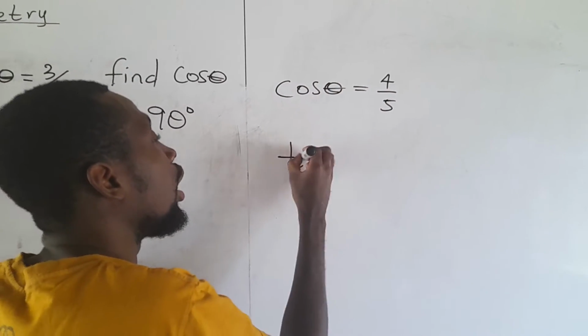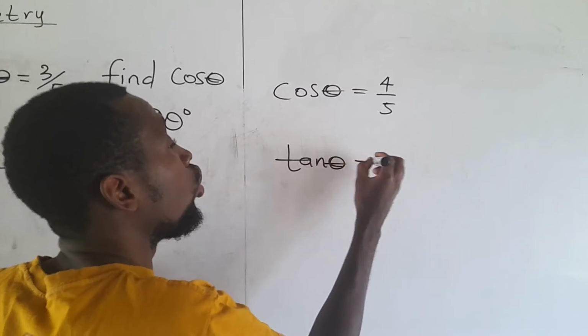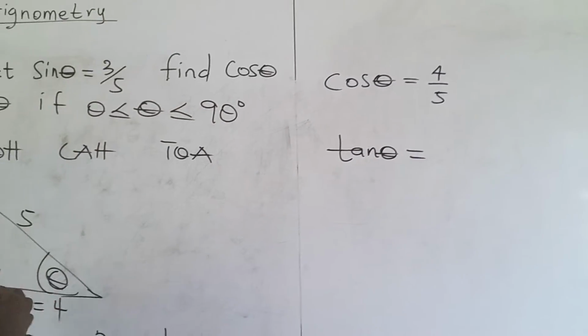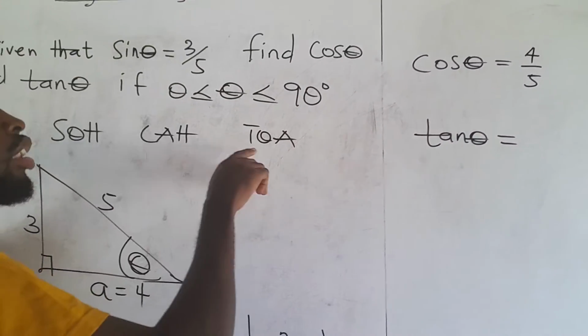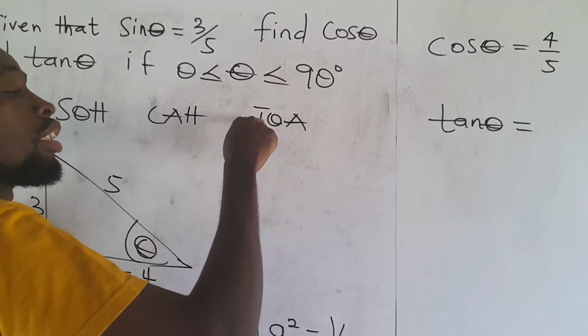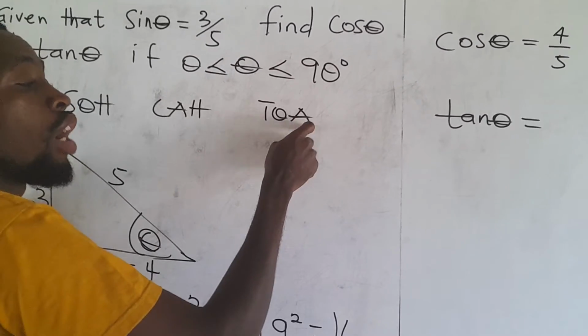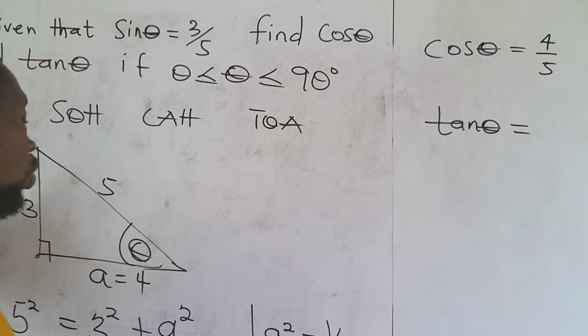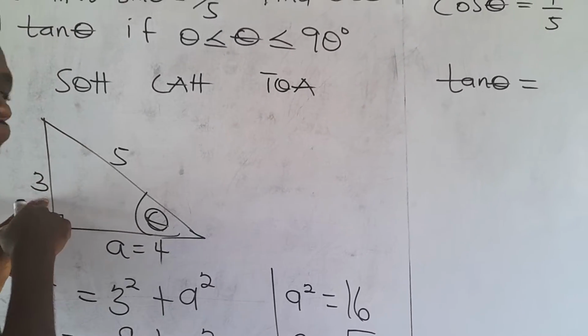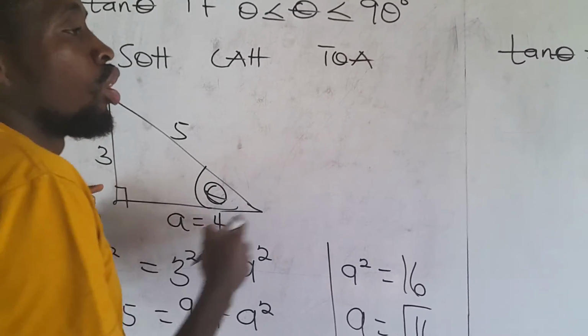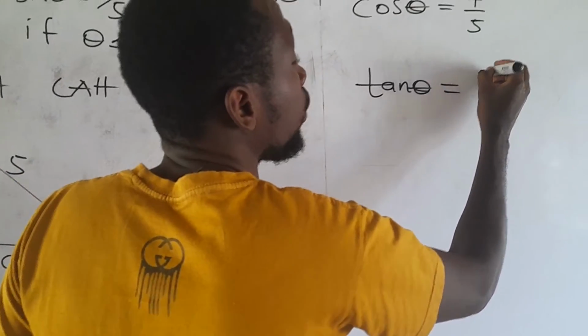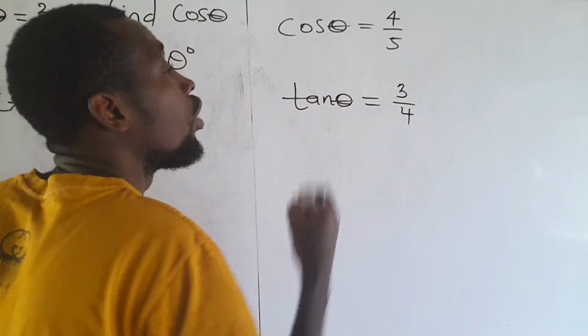Then tan theta will be equal to. Remember tan theta from our mnemonic scheme, we said tan theta is opposite over the adjacent. Our opposite is 3, our adjacent is 4. So tan theta will be 3 out of 4.